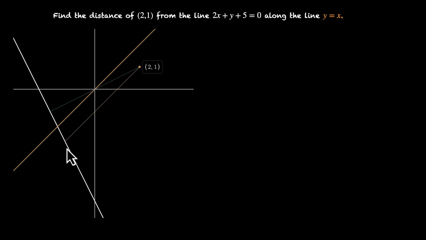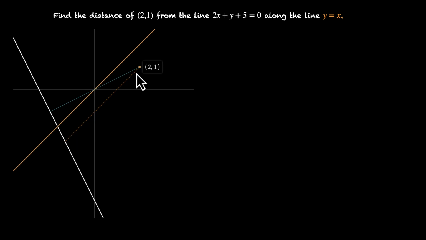Let's plot things. This is our point (2, 1). This is our line 2x + y + 5 = 0. And this is our line y = x, this yellow line. All right. So we're not asked to find the perpendicular distance. We're not asked this distance. We're asked the distance along this line y = x. This means we'll move along this line, parallel to this line. And this is the distance that we need to figure out.